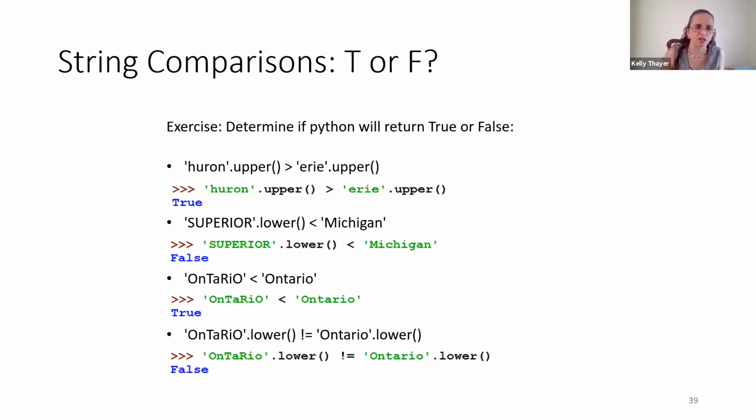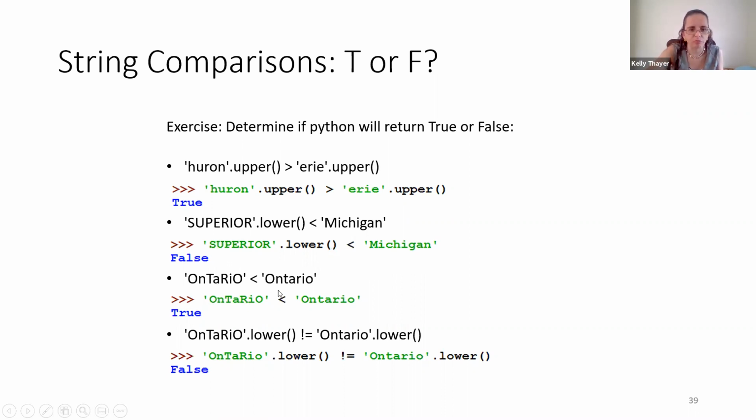Now we're going to convert Superior to lowercase, and ask whether or not that is less than Michigan. We will have lowercase s comes before capital M, which is false because all the capitals come first, no matter which letter they are.